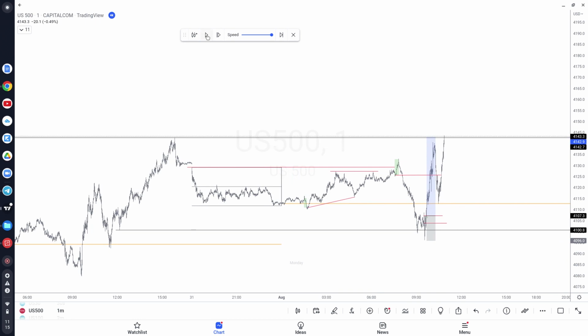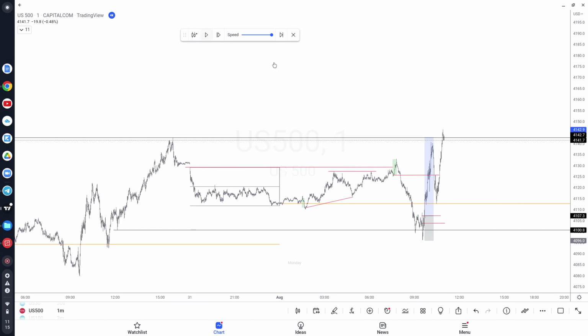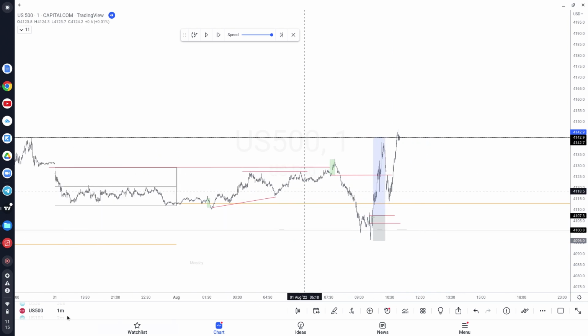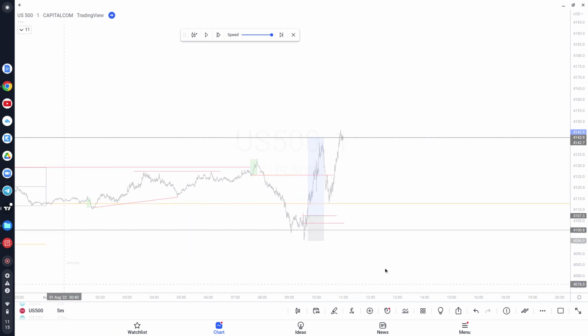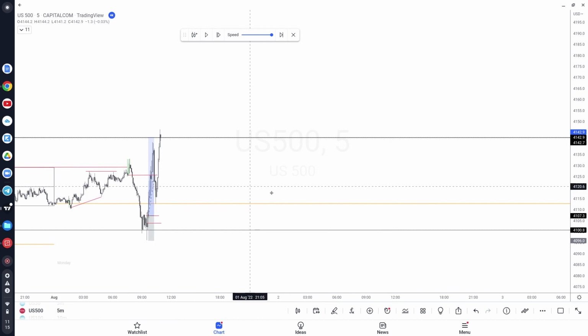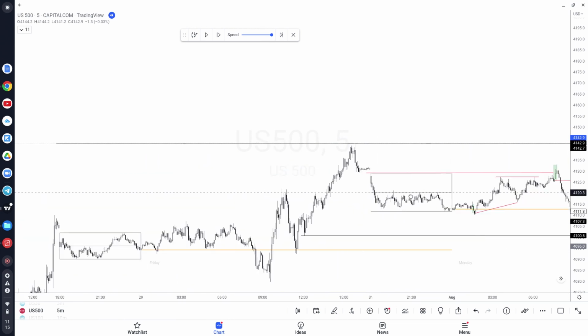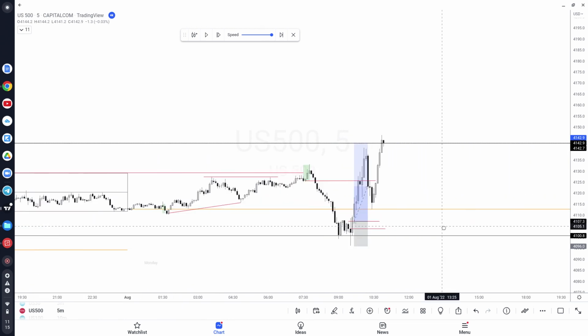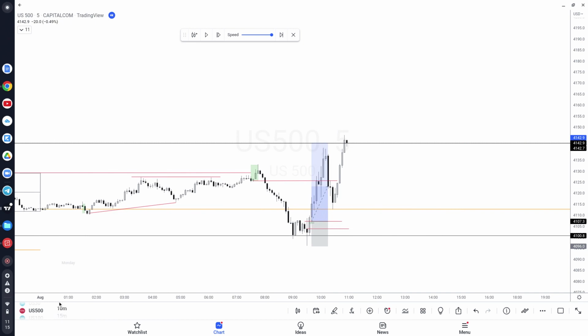Is taken right here, right? So this would be your accumulation, this would be your manipulation, and then once price runs that high, that would be your distribution. Now, here is the second entry that could have been taken. It's on a 15-minute chart.